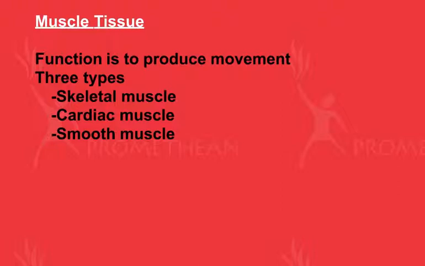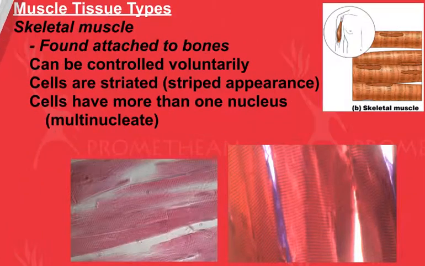So we're going to start with muscle tissue, and of course a common characteristic of all of the muscle tissue types is that the function for all of them is going to be to produce some kind of movement. And there are three types of muscle tissue. We have skeletal muscle, cardiac muscle, and smooth muscle. And we are going to start with skeletal muscle.